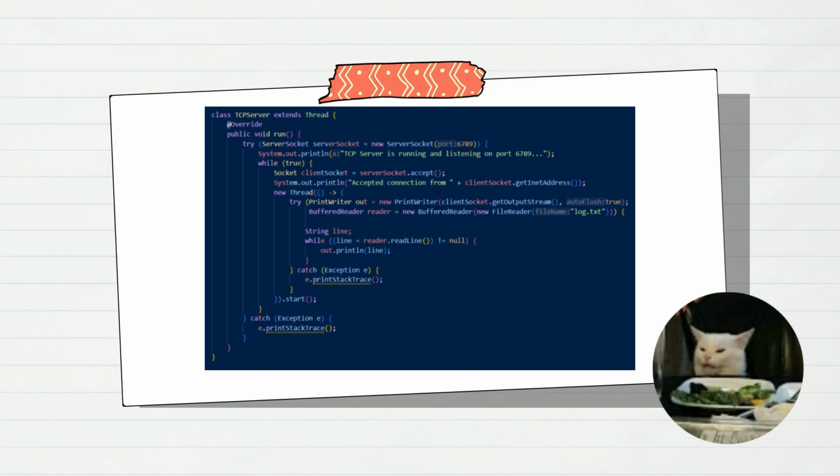On the other hand, the TCP server class listens for TCP connections on port 6789 using a server socket, and when a client connects, it spawns a new thread to handle the connection, reading the contents of log.txt and sending them to the client. This setup allows the application to handle both UDP and TCP connections simultaneously, with the UDP server logging incoming messages and the TCP server providing these logs to connected clients.